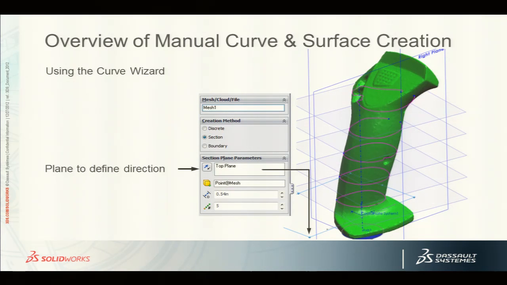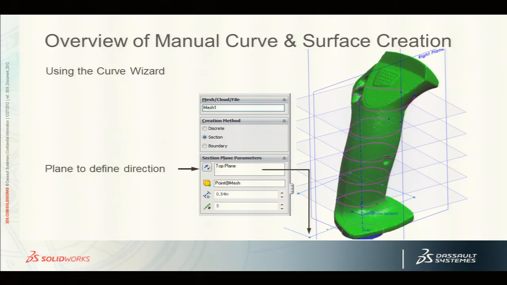I talked about the curve wizard. This is an example of that. We have a wizard in there where you can automatically create sections of curves through your mesh. And that's what I'm doing here because I'm going to create that side of that hand controller with a boundary surface, through multiple boundary surface curves.